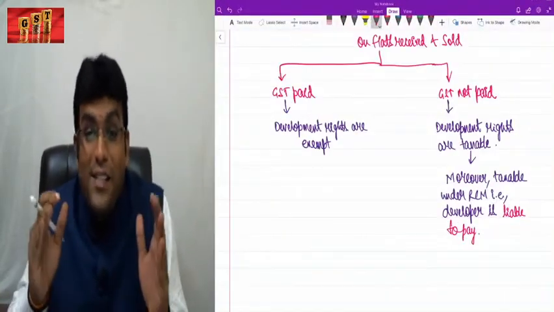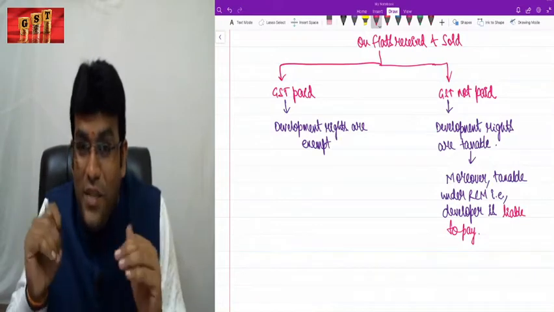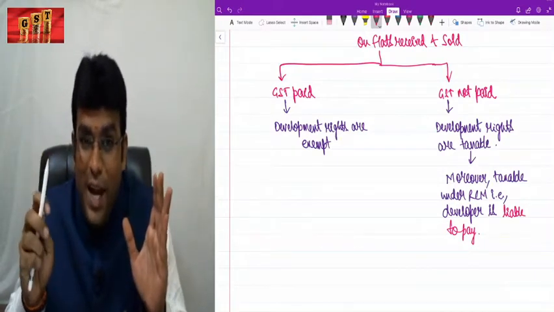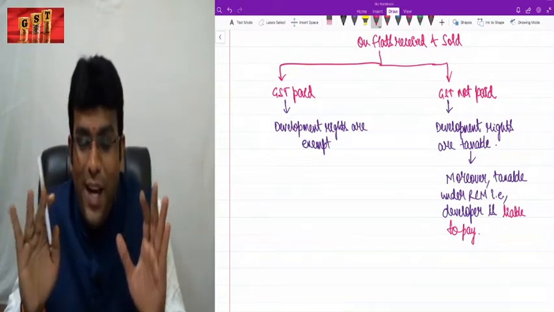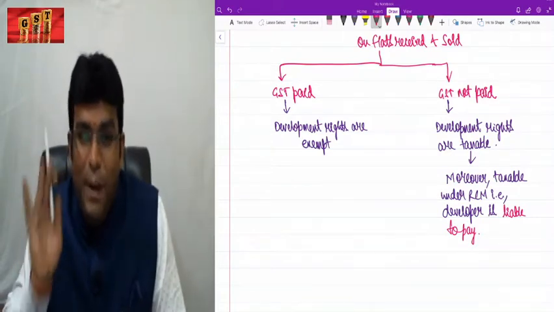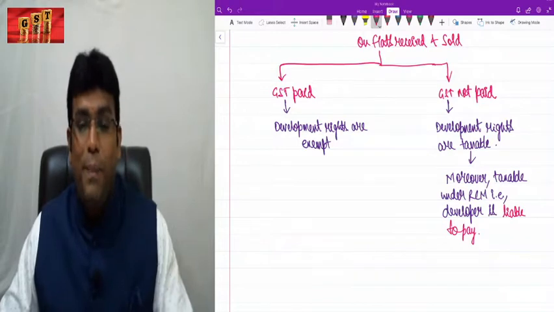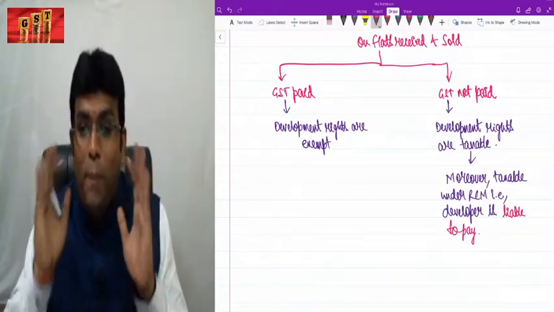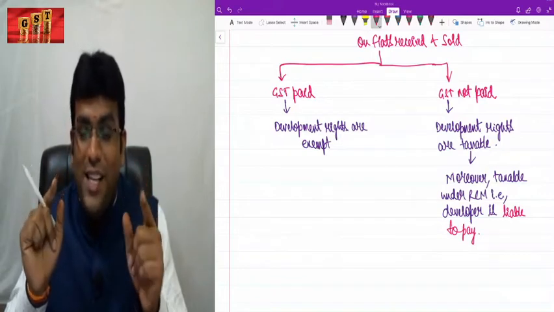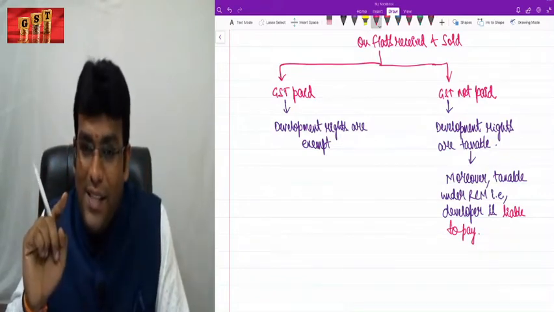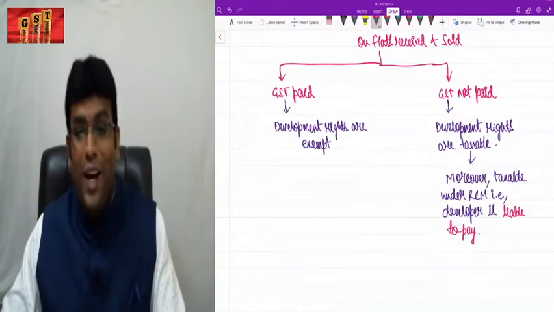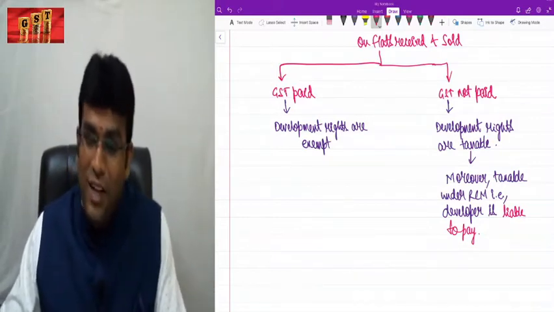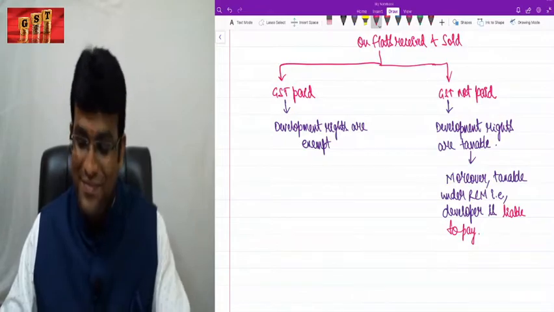So what is the final conclusion of this point, my dear friends? On flats received and sold, on the flat if GST is paid, development rights are exempt. I repeat one more time, on flat, on what, sir? On flat if GST is paid, development rights are exempt. But on flat if GST is not paid, then development rights are taxable. Moreover, it will definitely be taxable under RCM, that is, developer is liable to pay.